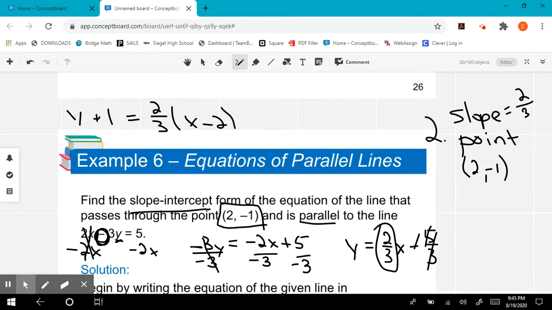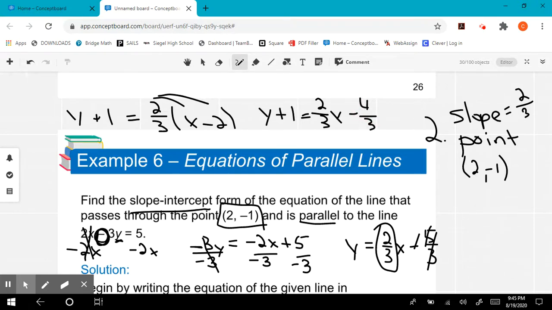Now, to finish it up in slope-intercept form, we just have to simplify and solve for y. So I'm going to distribute my 2/3 to get rid of that parentheses. So I'm going to have y plus 1 equals 2/3 x. What is 2/3 times -2? That would be -4/3.